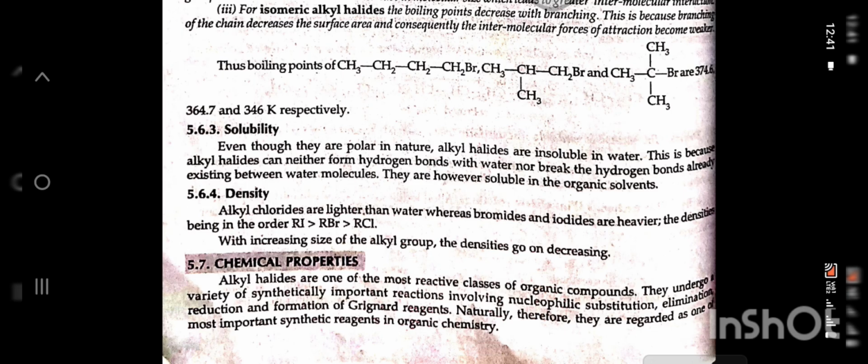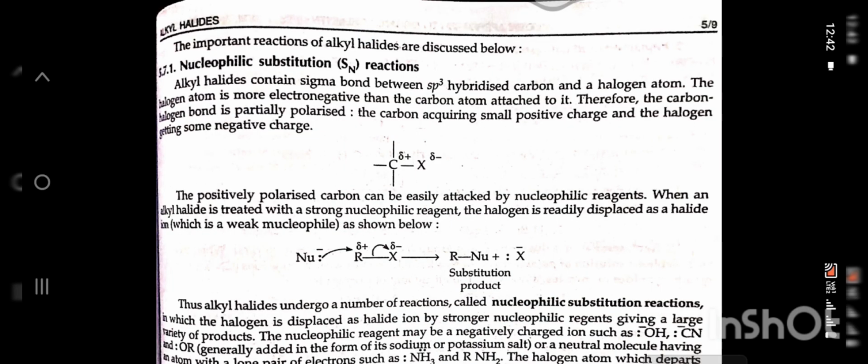Chemical properties. Alkyl halides are one of the most reactive classes of organic compounds. They undergo a variety of synthetically important reactions involving nucleophilic substitution, elimination, reduction, and formation of Grignard reagents. Naturally, therefore, they are regarded as one of the most important synthetic reagents in organic chemistry. The important reactions of alkyl halides are discussed below.